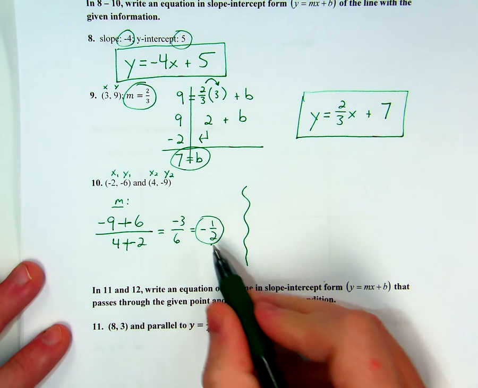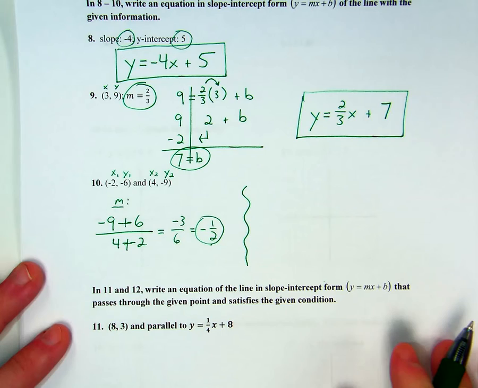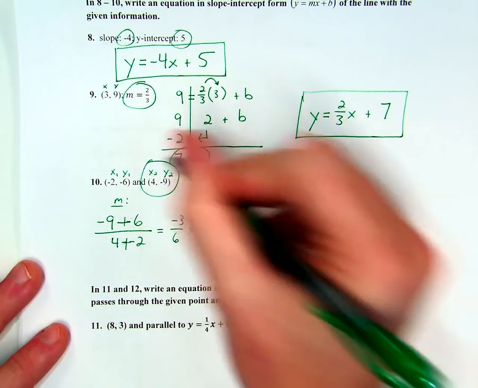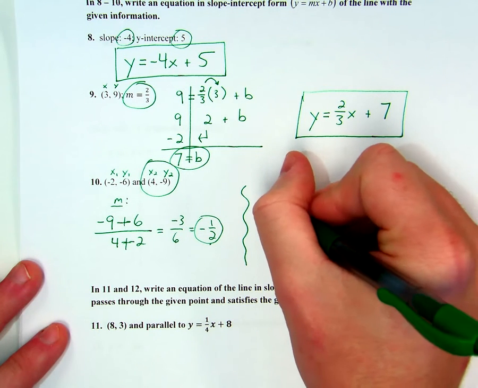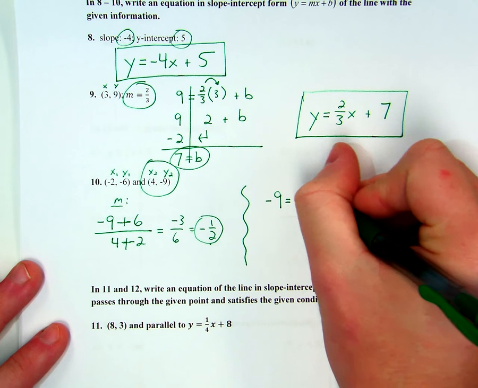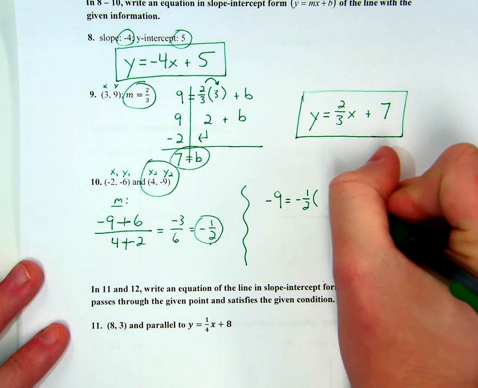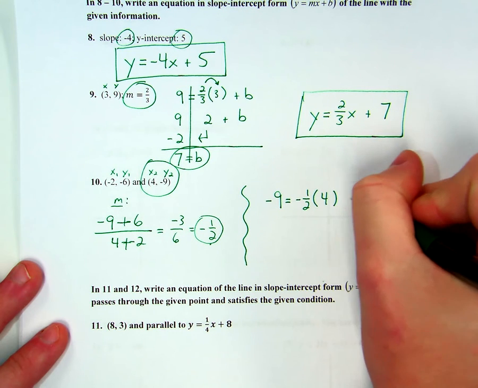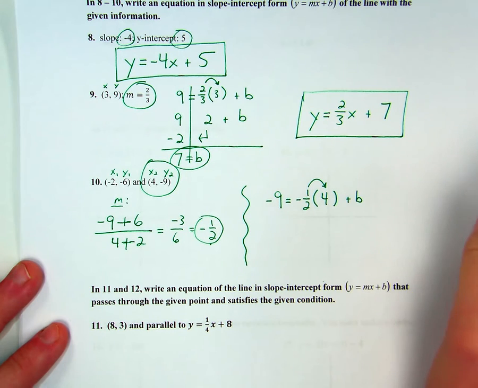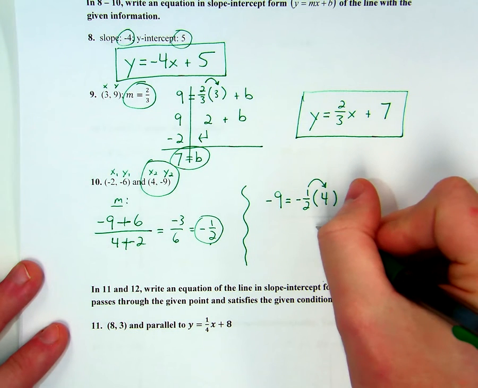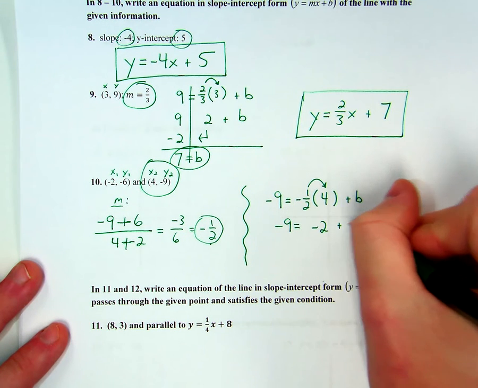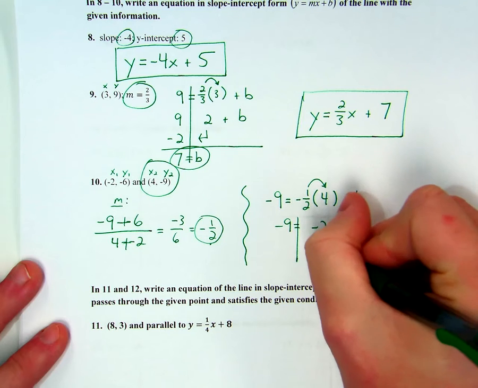Now that we know slope, we need to find intercept, which is like we did in number 9. We're going to write a y equals mx plus b using one of these points. I'll choose the second one. Instead of y, we're going to start with -9 equals. We know that m is -1/2, and we know that x is 4 plus b. And now we're going to solve just like we did in number 9. -1/2 times 4 is -2. We end up with -9 equals -2 plus b.